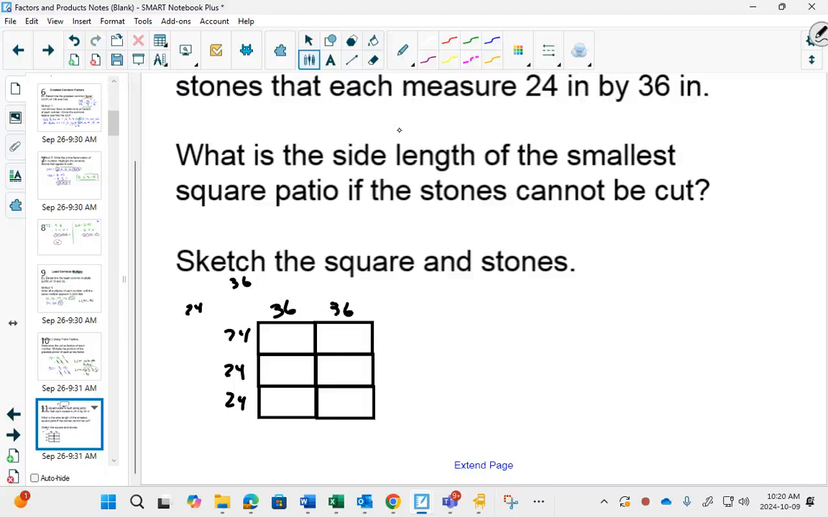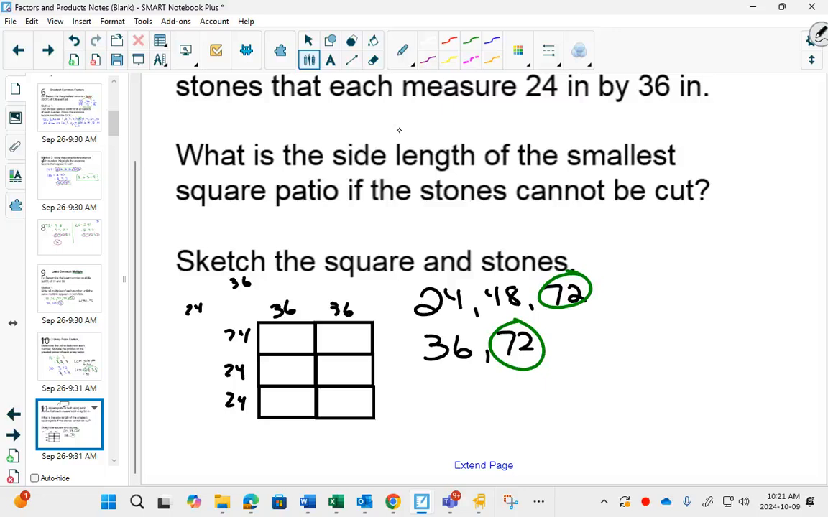Okay? Do you see that this is a least common multiple question? That every time I'm adding here, I'm doing the multiples of 24. And every time I added there, I did the multiples of 36. And I got 72.